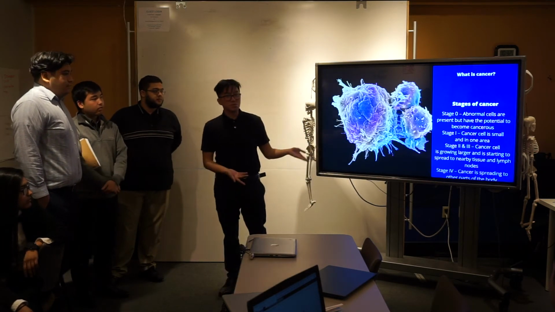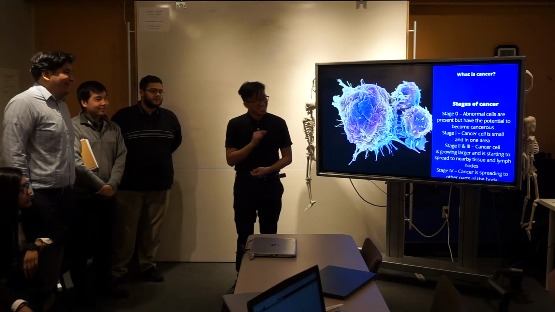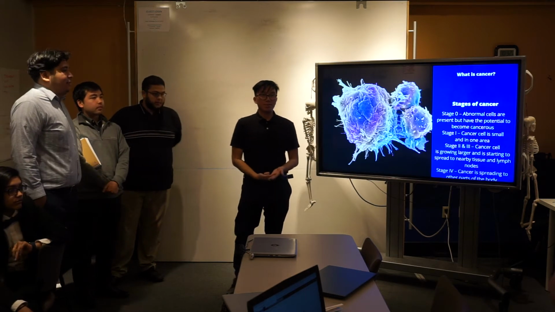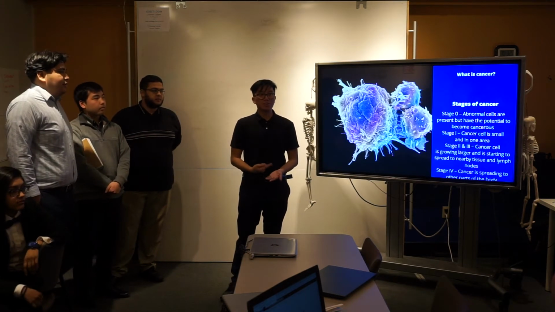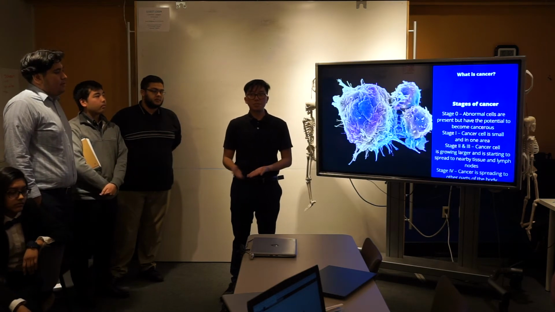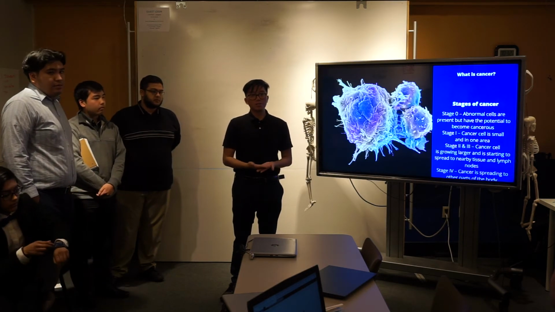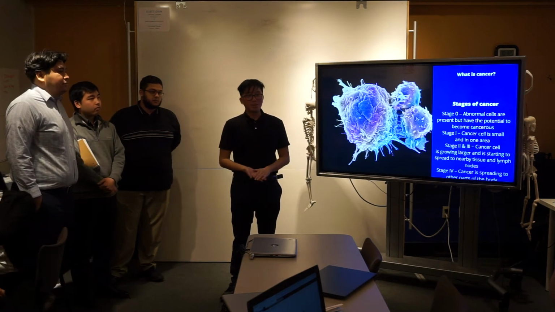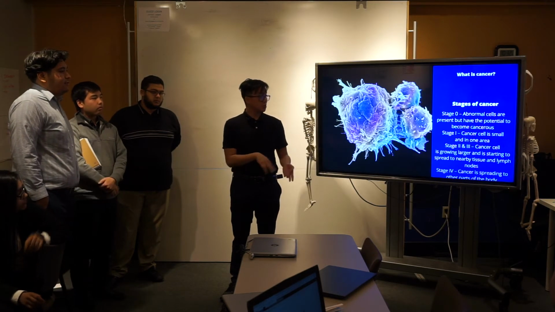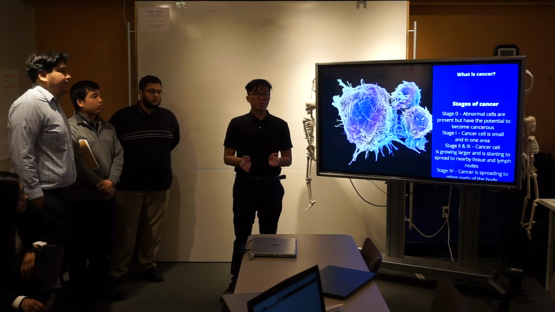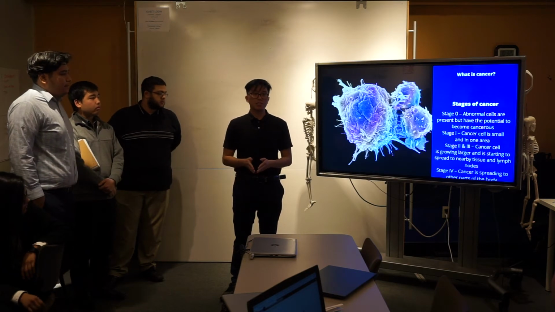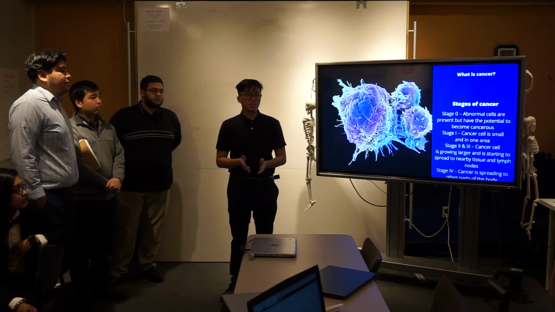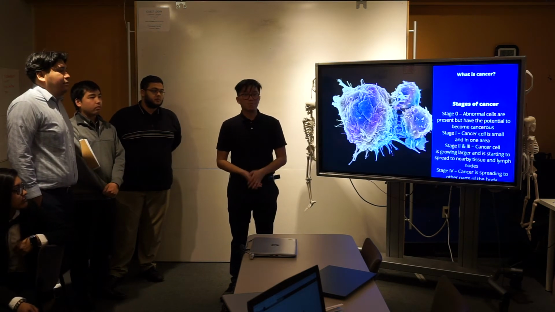And there are 5 stages of cancer. Stage 0 is when there is an abnormal cell within the body, but it can potentially lead to cancer. Stage 1 is when it's in a small area of the body. Stages 2 and 3 are when the cancer is starting to grow and spread towards the tissues and lymph nodes. And stage 4 is when it starts to spread throughout the entire body. Next slide.